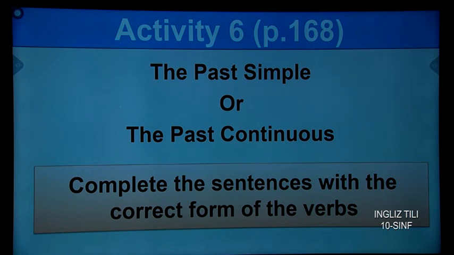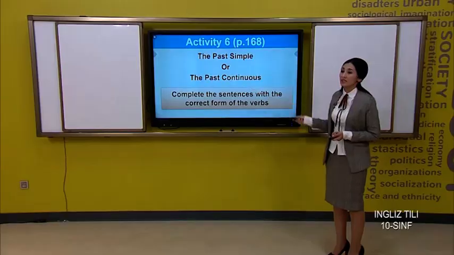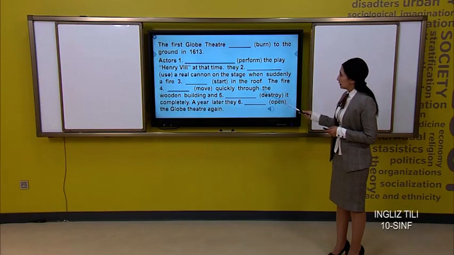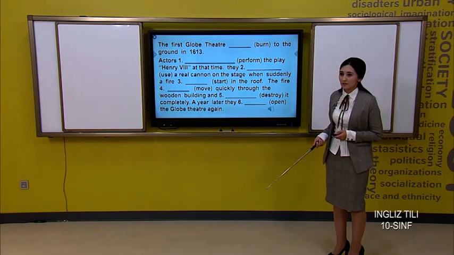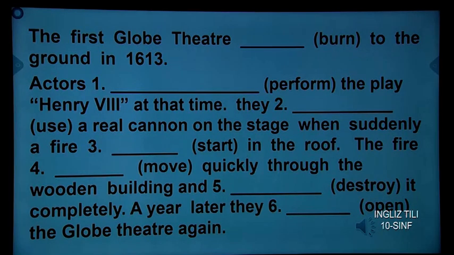For example, about 3 o'clock yesterday. Your action had to begin before 3 o'clock and finish after 3 o'clock. Example, I was dancing at 3 o'clock yesterday when my dad came back. I began dancing before 3 o'clock and I finished it after 3 o'clock. Here you have to complete sentence with the correct form of the verbs. Past simple or past continuous. Again, you have 20 seconds. Please put numbers, 6 numbers, and write just answers. Not else.